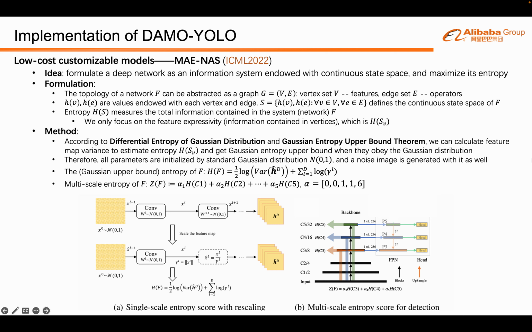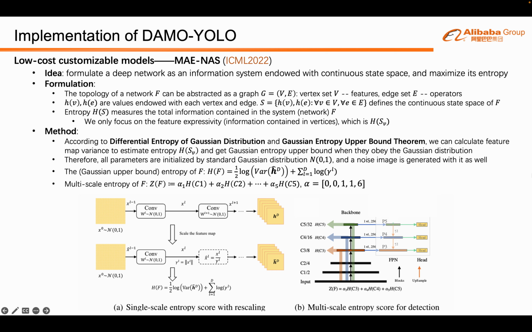Therefore, we can initialize all parameters of the backbone and the noise image by the standard Gaussian distribution. The noise image is fed into the network and it generates several feature maps. We calculate the single-scale Gaussian upper bound entropy of each feature map and then calculate the multi-scale entropy by the weighted sum of single-scale entropies. The second item in the formula of single-scale entropy is a scaling coefficient to avoid overflow during the calculation. We can simply set it to the L2 norm of feature maps.